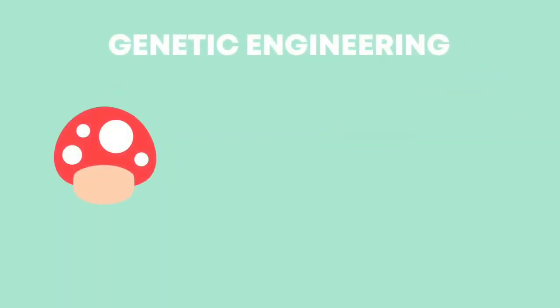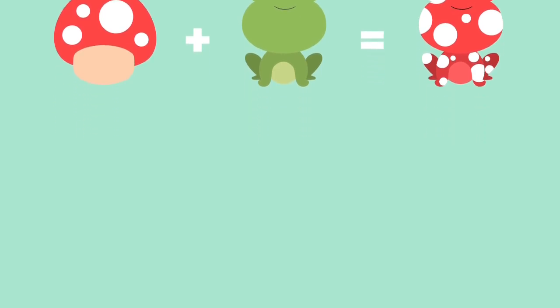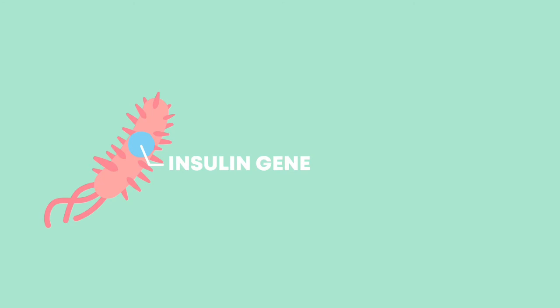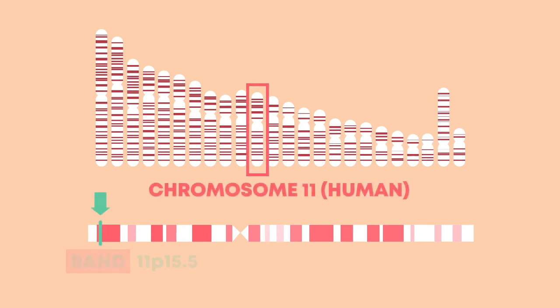Let's now look at the process of genetic engineering. How do you transfer a genetic characteristic from one organism to another? Although it's a very complex process, it can be summarized rather simply. We'll use the example of how the insulin gene is inserted into a bacterium in order to manufacture large amounts of human insulin. The gene that codes for human insulin is found on chromosome 11 at position 15.5.